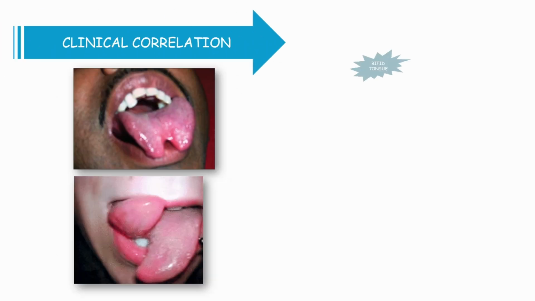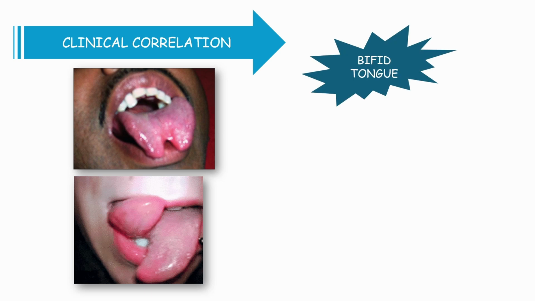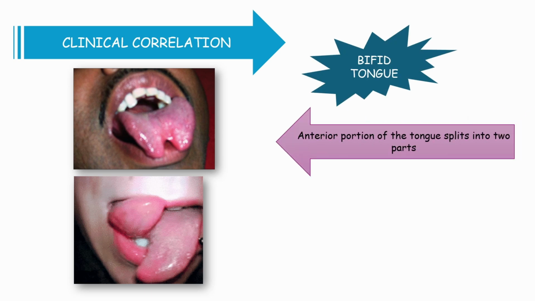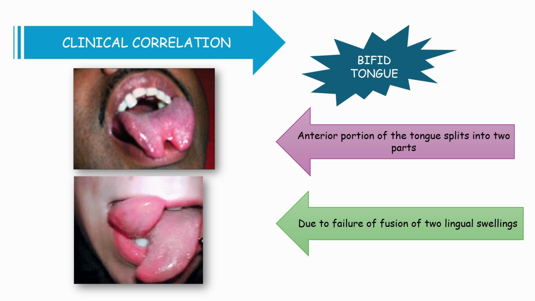The next condition is bifid tongue. In this condition, the anterior portion of the tongue splits into two parts. It is caused by the failure of fusion of the two lingual swellings. We know that anterior 2/3 of the tongue is developed from a pair of lingual swellings and they fuse. That's why we have the median sulcus in the center. That is the line of fusion of the two lingual swellings. So when it fails to fuse, it results in this bifid tongue.